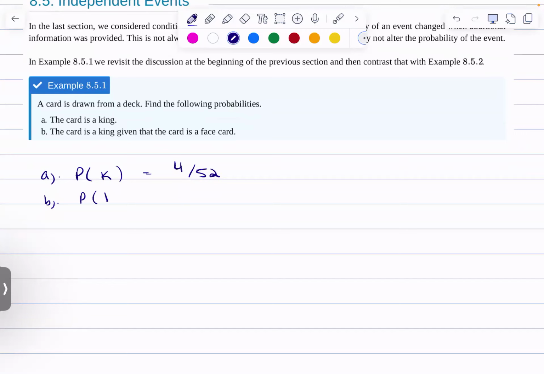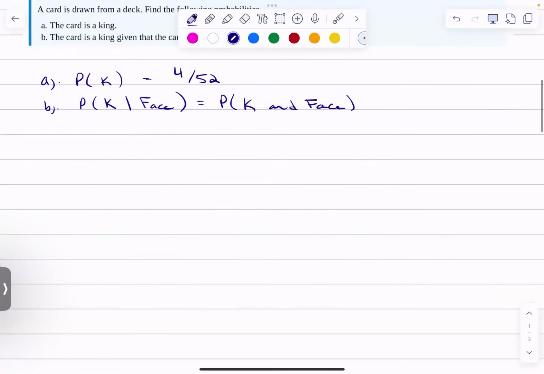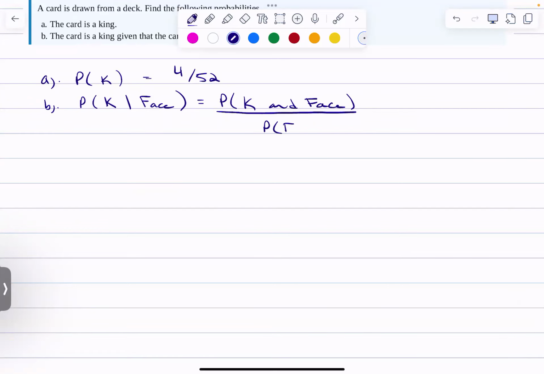What about the probability that it's a king, given that it's a face card? We can translate this into our formula, right? Because sometimes it's hard to think about, okay, well, I've got how many face cards? I've got 12 face cards and 4 of those are kings, right? You could get there, right? But let's do some more practice with the formula. And so that's the probability of a king and a face card over the probability that it's a face card.